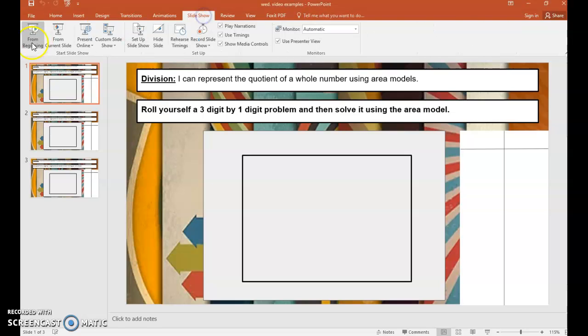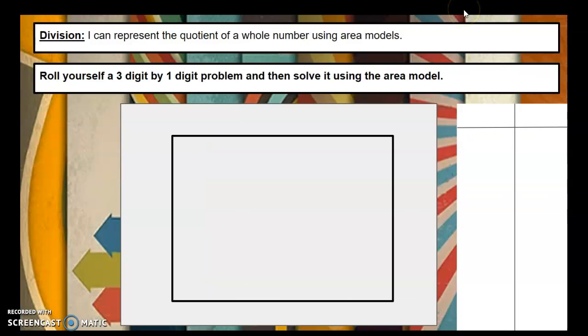Alright guys, so I really just want to review today our area models with division, go over a few, and then I'm going to have you practice them. Now your page will look just like this, except I have included that little dice roller, so if you don't have any dice at home, you can do this yourself. So what you're going to do is you're going to roll a 3-digit by 1-digit problem.